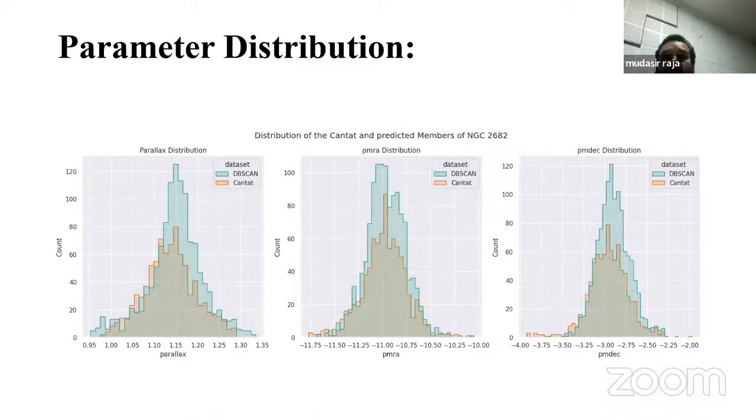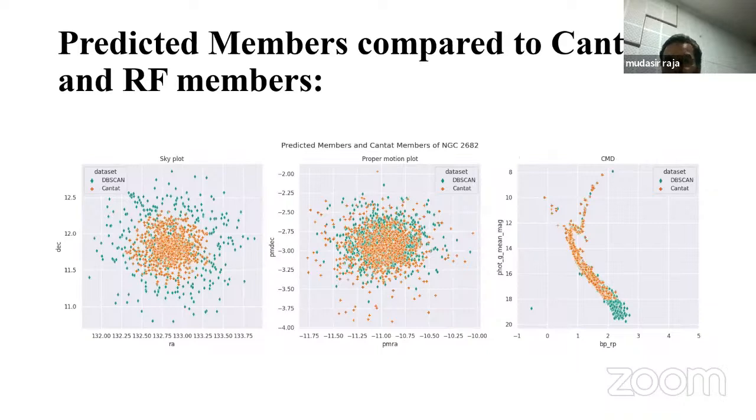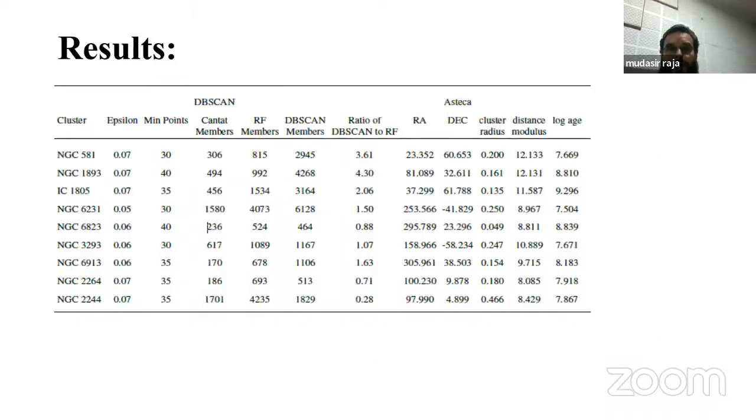This is when we ran DBSCAN on NGC 2682, that's M67. These are the predicted members and the catalogued members. Catalogued members are orange and the green ones are obtained from DBSCAN. Even when we ran it with GMM, it is the same cluster, 2682, for both methods, GMM as well as DBSCAN. The CMDs are almost similar, so we can say they agreed with each other to a very large extent. These are the results for the 9 clusters which we calculated.